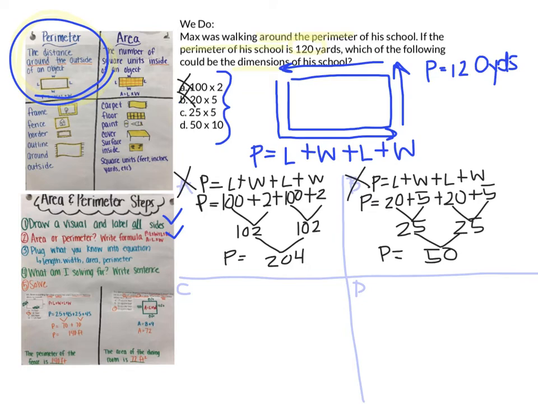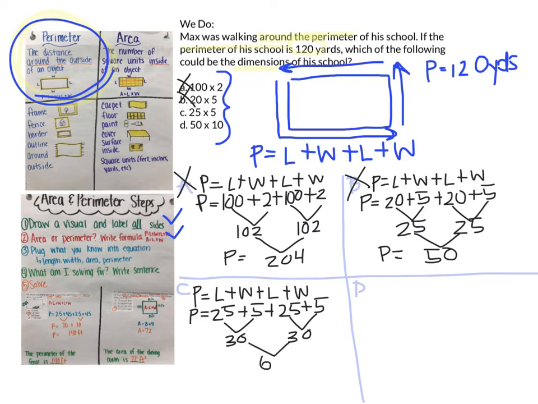Next up, answer choice C. Perimeter is equal to length plus width plus length plus width. I can go ahead and plug in my dimensions. Here, length, we've got 25. Width is 5. Now I'm ready to add. 25 plus 5 is 30. And 30 plus 30 is 60. Again, C does not match. Go ahead and eliminate, and let's solve D.